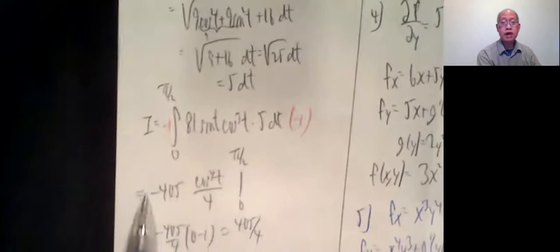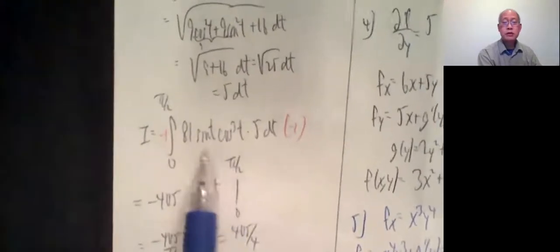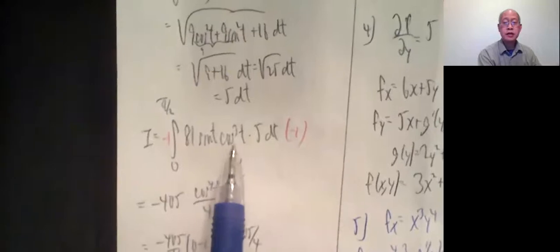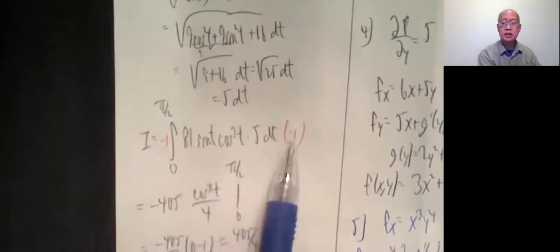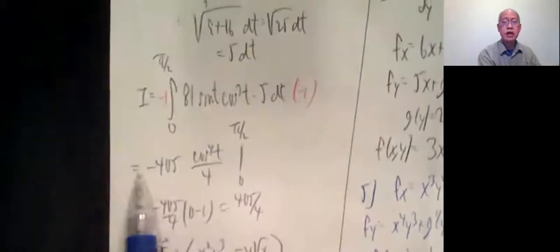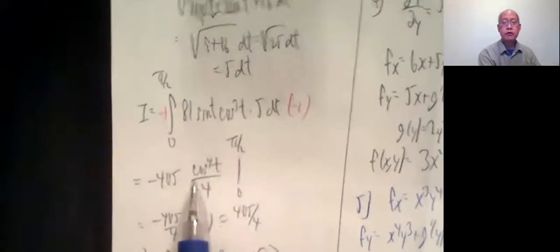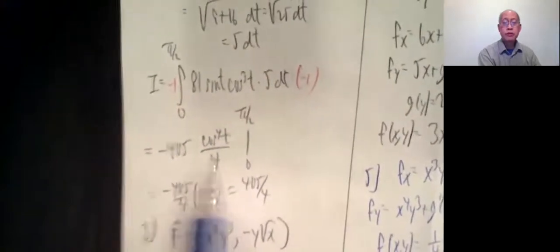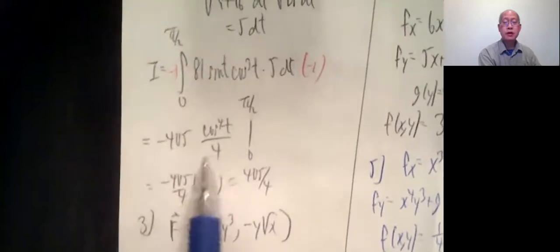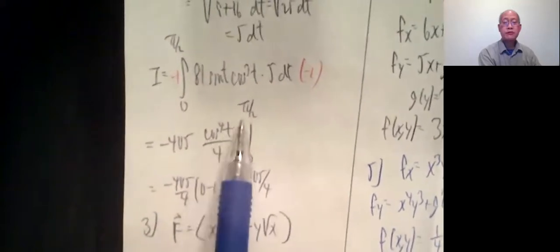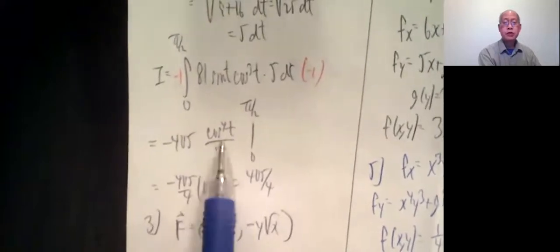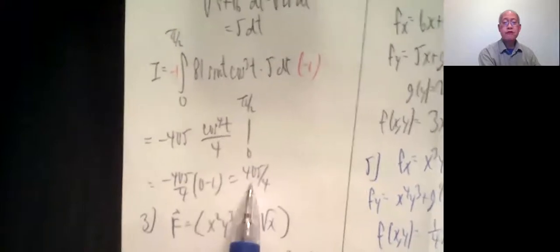Take out the 81 times 5, which is 405, and do a u substitution. Let u be cosine t, du is negative sine t dt, so multiply inside and outside by negative 1. That gives me a negative 405. u cubed would now be u to the 4th over 4, cosine to the 4th t over 4, from 0 to pi over 2. Put the 4th with this, so negative 405 over 4. Plug in pi over 2, cosine of pi over 2 is 0, 0 to the 4th power is 0. Plug in 0, cosine of 0 is 1, 1 to the 4th power is 1. Final answer is 405 over 4.